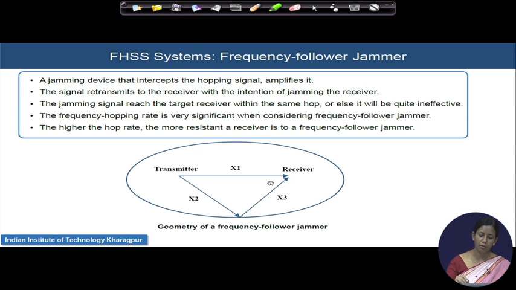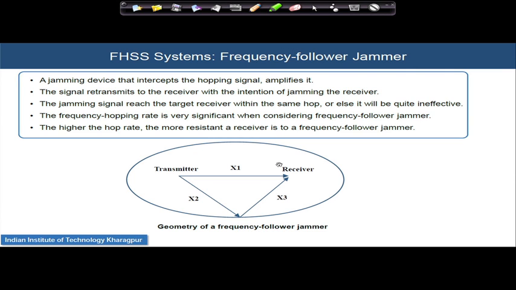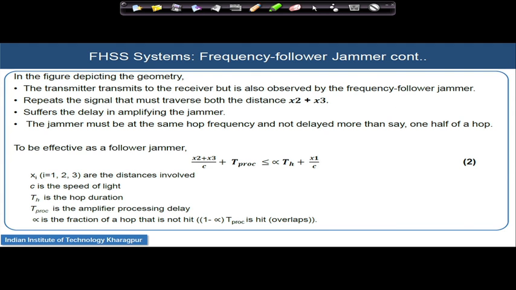And if we rotate the ellipse with respect to the x1 axis, it will form an ellipsoid, and that ellipsoid will give you the boundary of the jamming zone. So, in order to be a successful jammer, you have to be within this jamming boundary.